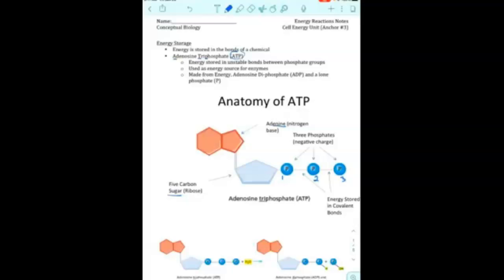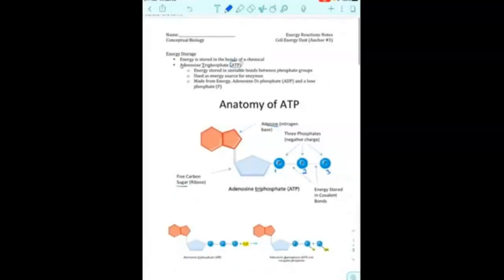I said that these phosphates are negatively charged. And do negative things attract each other or repel each other? They repel each other, right? They want to be as far apart as possible. Are they as far apart as possible in this molecule of ATP? No, right? They're all right next to each other, okay?